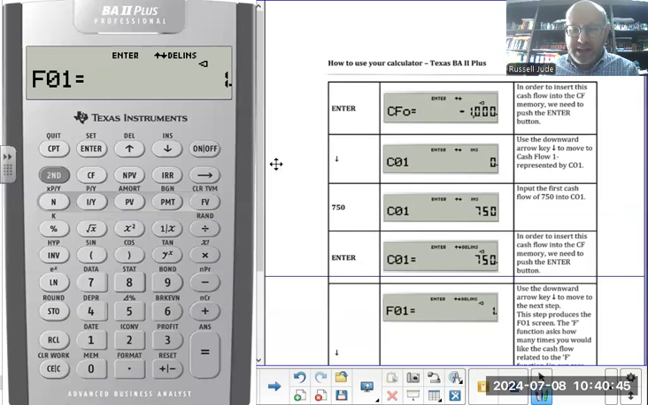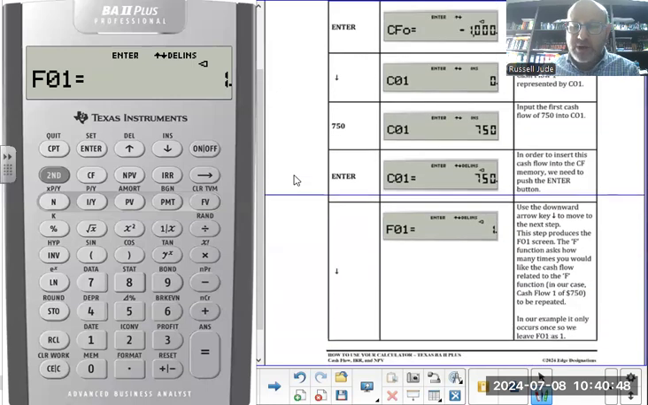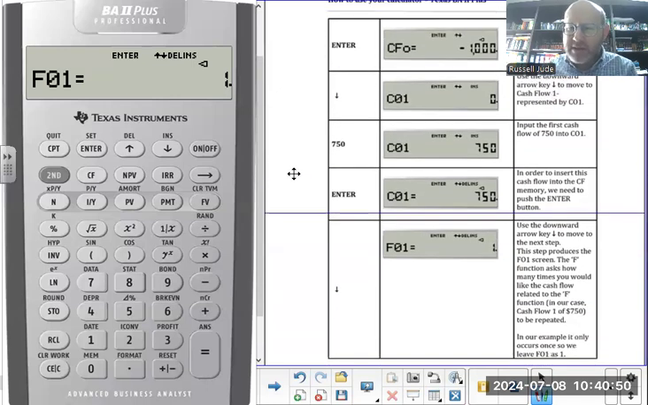What you see now on the calculator is F01. What is this F01? F stands for frequency. The calculator is asking you, cash flow number 1 is 750, frequency, how many times do you want it repeated? Obviously, the answer for us is that we only want cash flow 1 of 750 to be repeated once. So we're happy that the frequency of cash flow 1 is already equal to 1. We are happy to proceed.